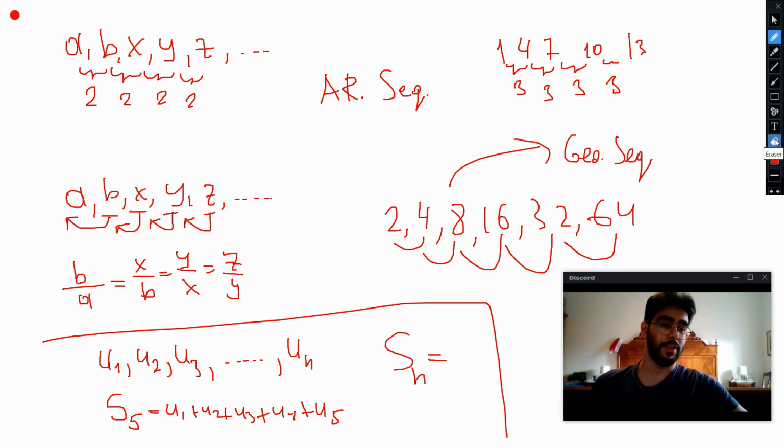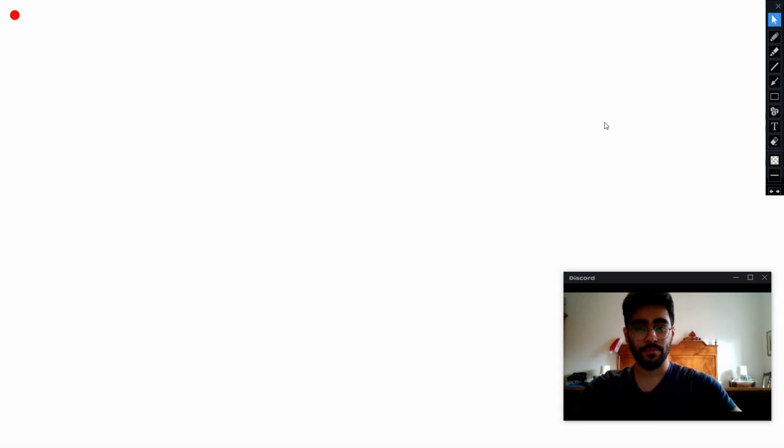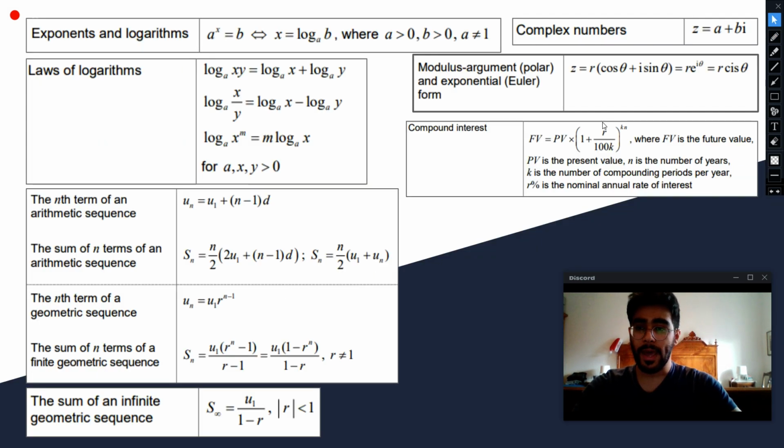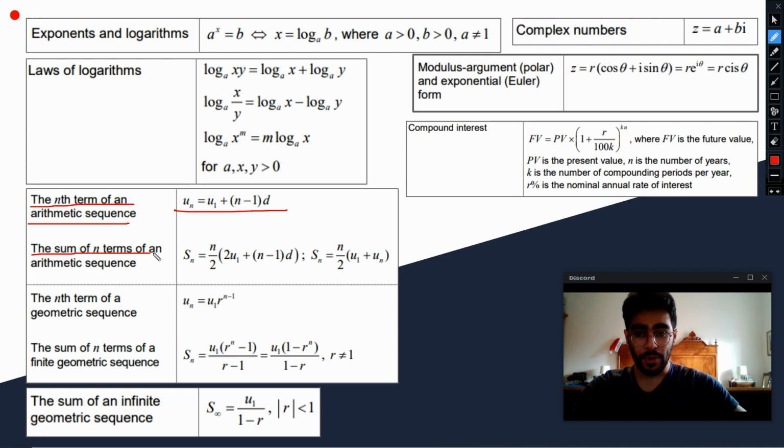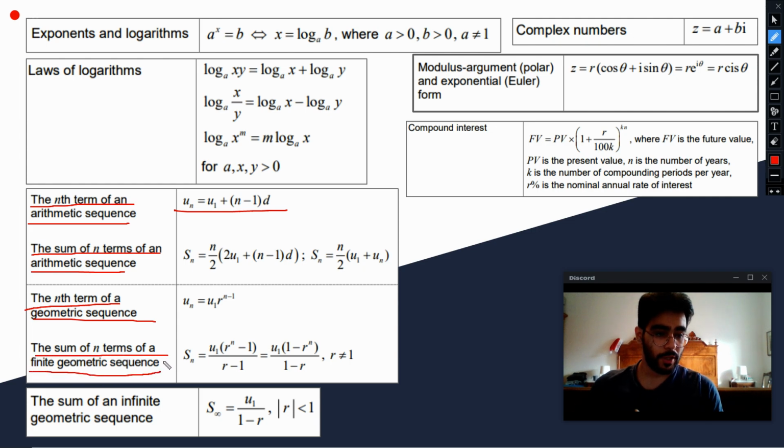What are the formulas? Let's have a look. So we have here the nth term of an arithmetic sequence given to you easily, the sum of n terms of an arithmetic sequence, the nth term of a geometric sequence, and finally the sum of n terms of a finite geometric sequence. So you have formulas for every single thing that you actually need. All you have to do is to convert the context of the question to mathematical terms, and then just plug in the values.